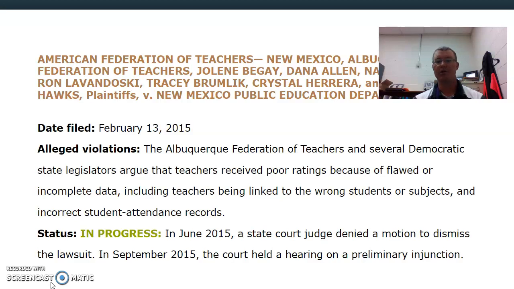So this one's still in progress. In 2015, the state court judge denied the motion to dismiss, so it's still in progress, and they held a preliminary injunction. Again, the VAM model is an interesting idea. It's an interesting concept. I understand what they're trying to get out of it. I can also see the problems in it not being incredibly accurate and being ineffective.